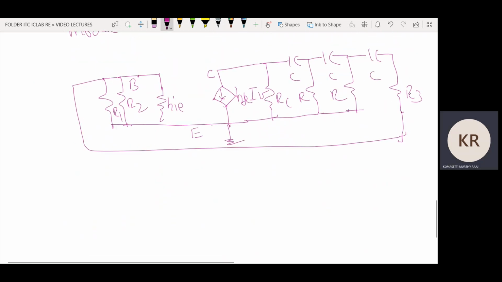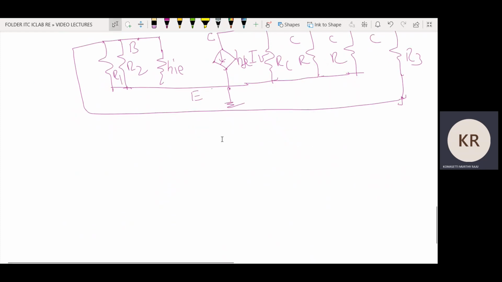Here R3 value resistance. From this point to this point RC resistance is there. Lower end of the RC resistance is connected to base. Here, in between base and ground, some HIE. Redrawn, this equivalent circuit is: this is the point B, R1 parallel to R2 parallel to HIE. This one is collector.